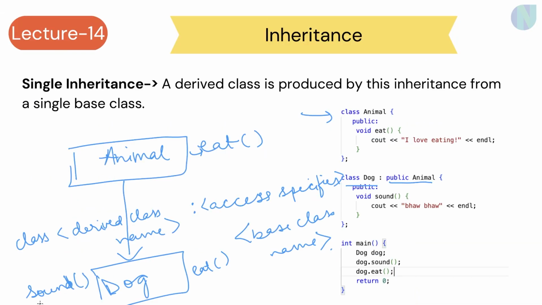So basically it is having sound, then it is having eat. Now what we are doing here is making an object of this particular class dog. Then I am doing dog.sound and dog.eat. So dog.sound will give me this particular thing, and dog.eat, since it has derived its properties from its base class, would call this: I love eating.